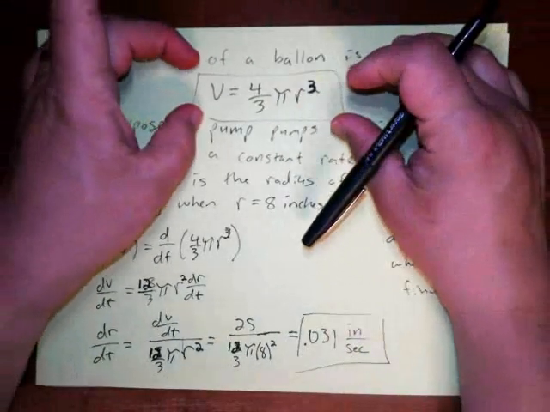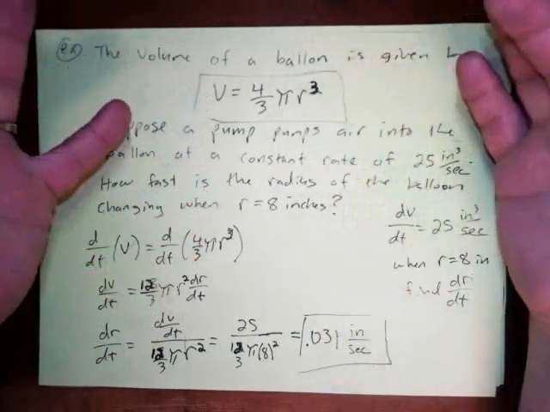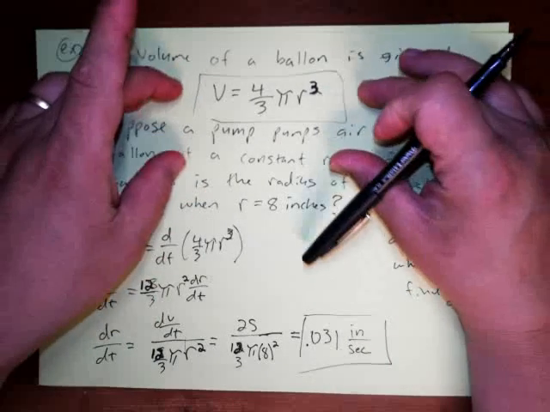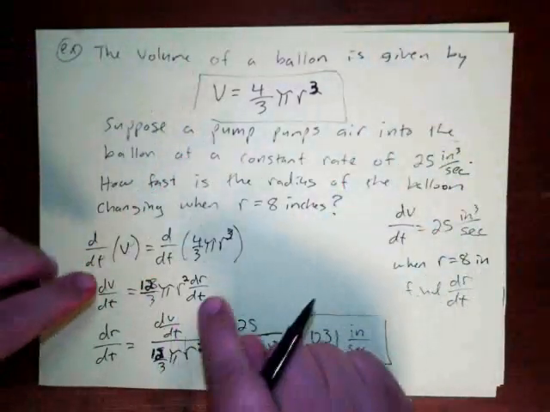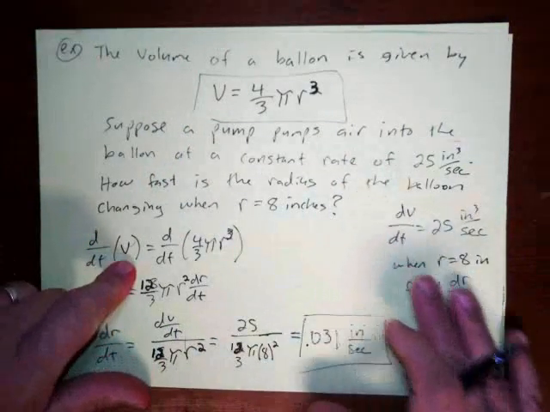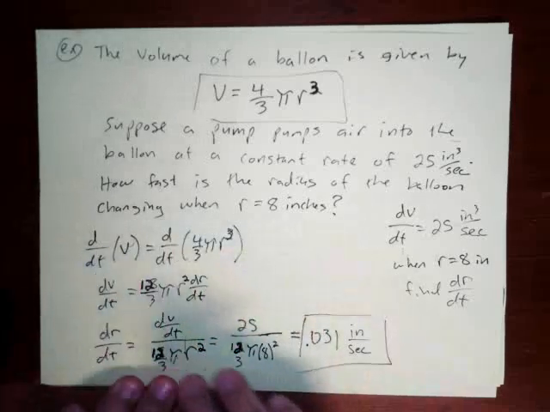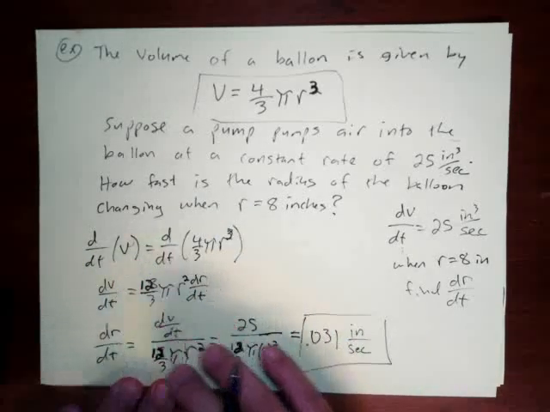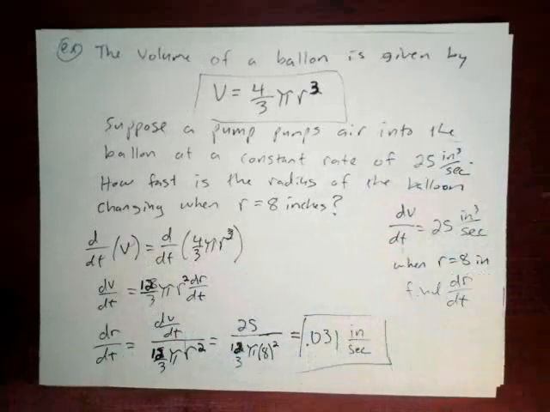Again, we have an equation that relates two or more variables together. I think most of the ones we have are going to be two variables together, both of those variables varying with respect to time. And then we're given information about one of the rates, and then we use implicit differentiation to find the other rate. You plug in the information and you can find the other rate. And so that is the idea behind the related rate problems.